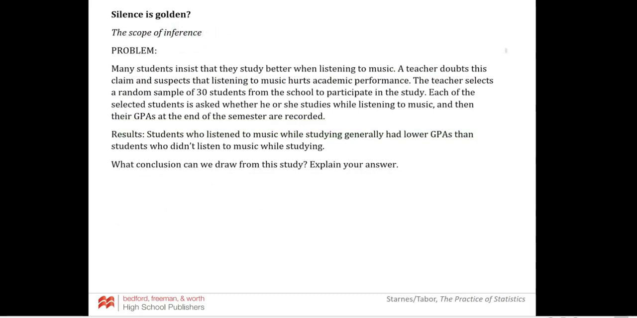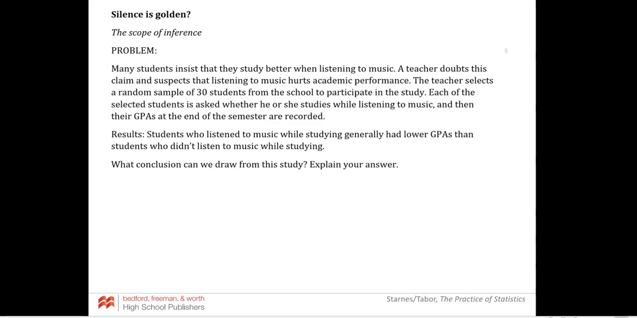Okay, let's look at a couple examples about the scope of inference. Again, I think random assignment and random selection are two separate things, and you need to be able to get those straight. So I think these two examples might help you with that. That's what I'm hoping. I do think this is a confusing part here.